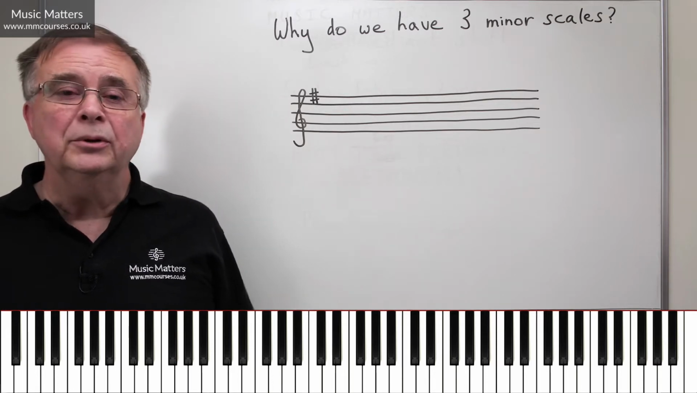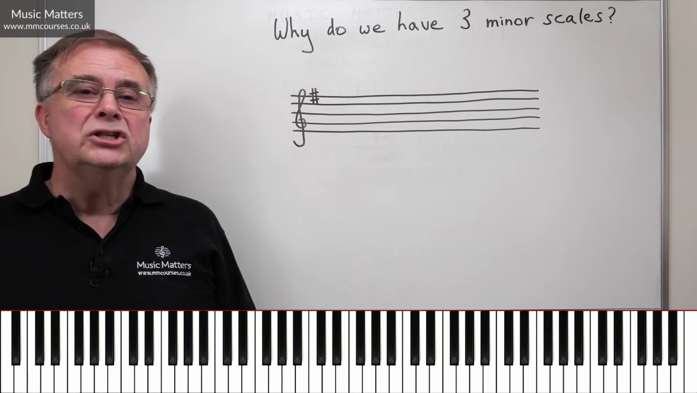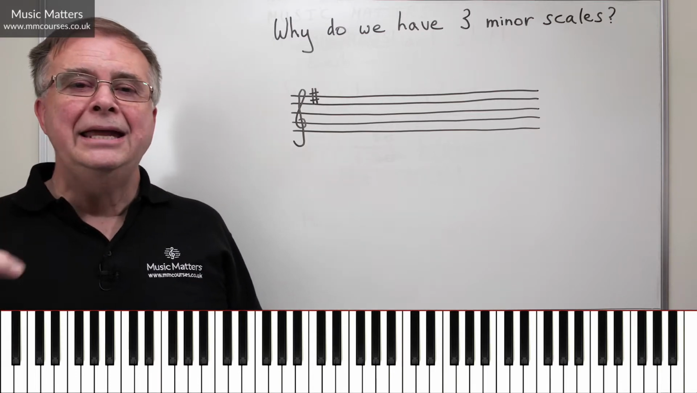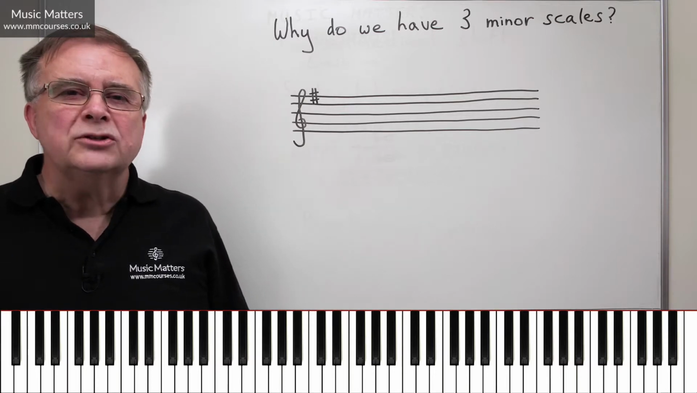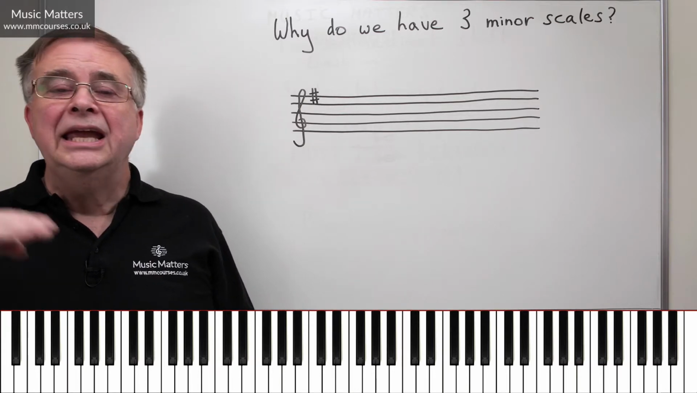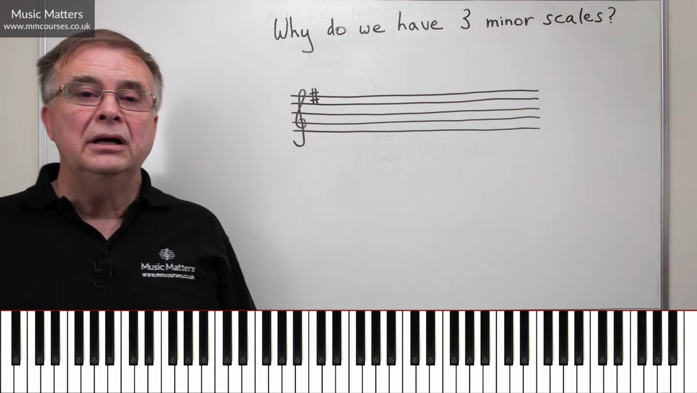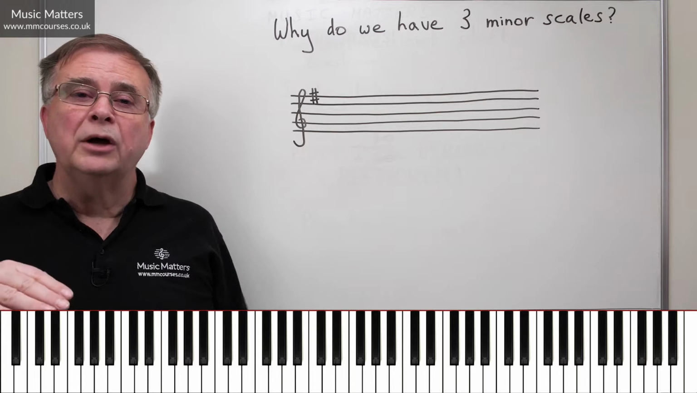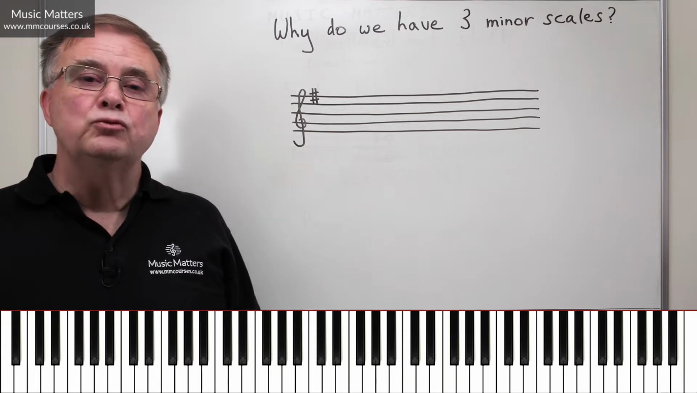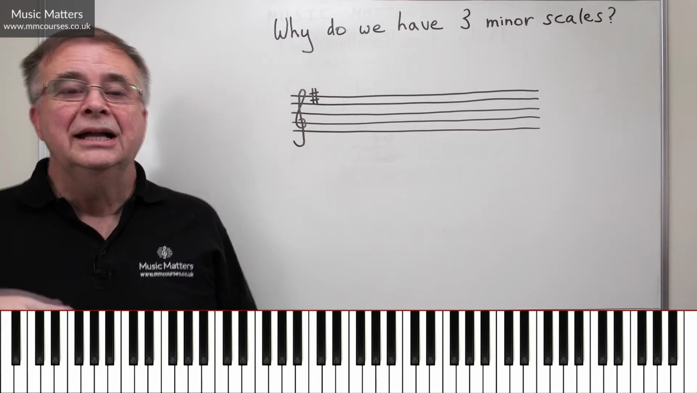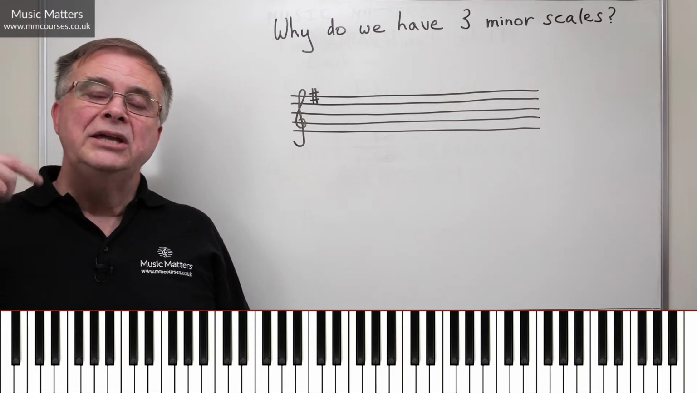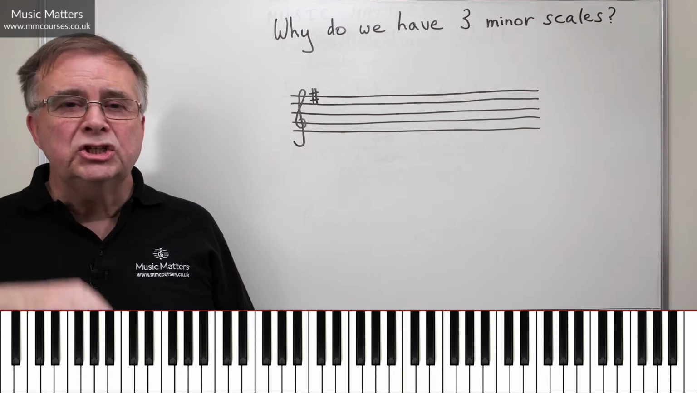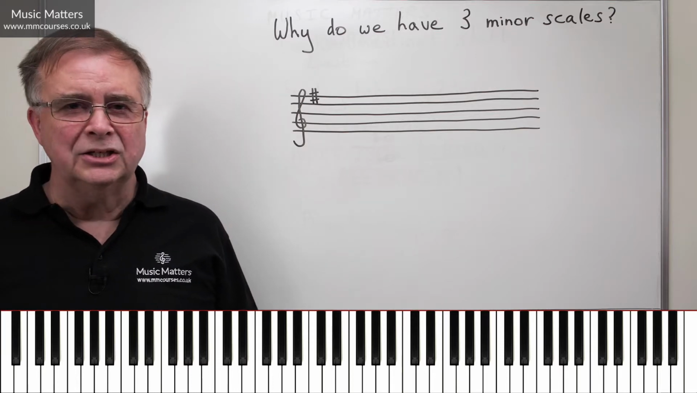So to give you an example, C major has no sharps and no flats. It's related to A minor. And the reason it's related to A minor is that in its key signature, A minor also has no flats, no sharps. So that's why we say that A minor is the relative minor of C major. And we can also say that C major is the relative major of A minor.